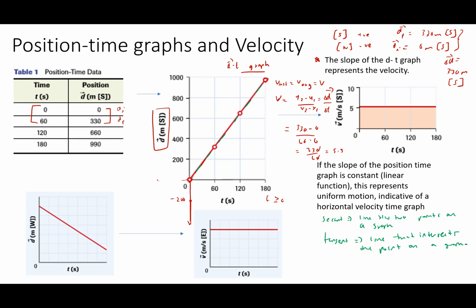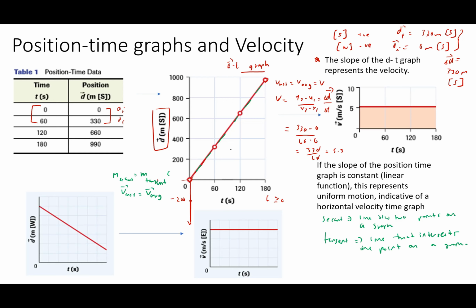It only hits 1 point, and you can imagine that the slope of the secant is equal to the slope of the tangent here. Because the slope of the secant is equal to the slope of the tangent, the instantaneous velocity is equal to the average velocity.